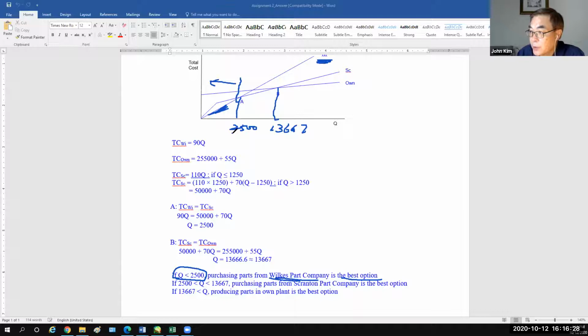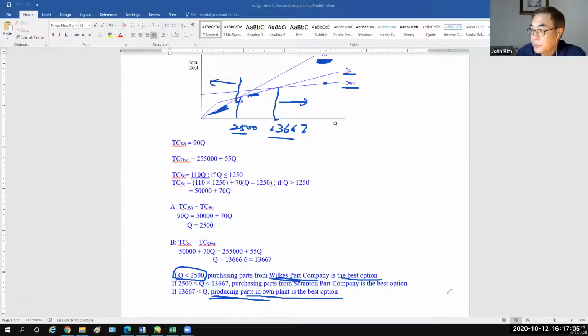And then between 2,500 and 13,667, this one is lowest. That is, purchasing parts from Scranton Part Company is the best. And then more than that, this one is lowest. So producing parts in our own plant is the best option.